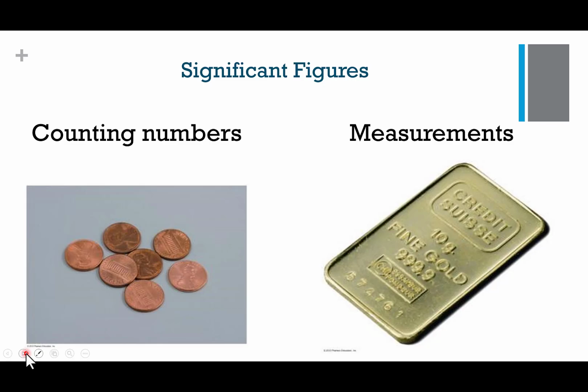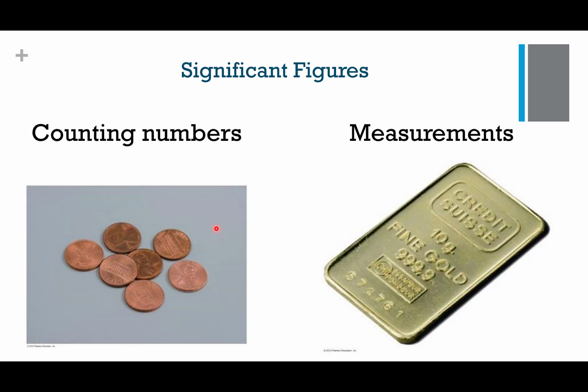The first type of number is a counting number. A counting number is exactly what it sounds like. We're going to count something. So on the screen, I see 1, 2, 3, 4, 5, 6, 7 pennies. You cannot convince me that there's 6.9 pennies. You cannot convince me that there's 7.1 pennies. There's exactly 7, and that's it.